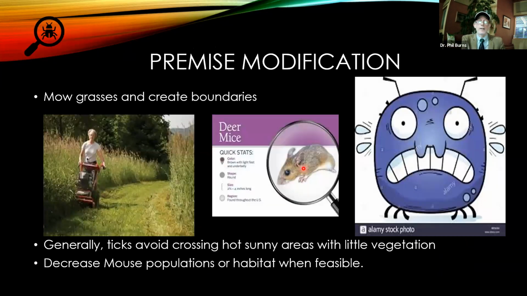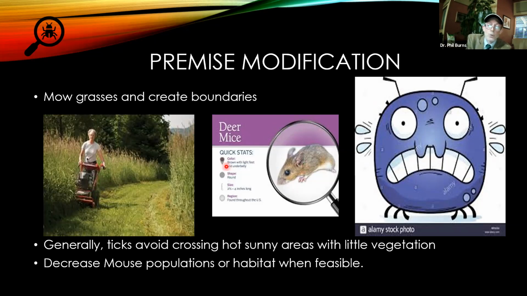Premise modification. So you can mow grasses, you can create boundaries. Most ticks, and those are the ticks I'm concerned about right now in the upper Midwest, like the Ixodes, the deer tick, or even the Dermacentor, the dog tick, they like wet, dark places. So if you have borders around your horse pastures or your yards with even rock or cut grass, you're going to cut way down on the ability for ticks to get into your premise or where your animals are.